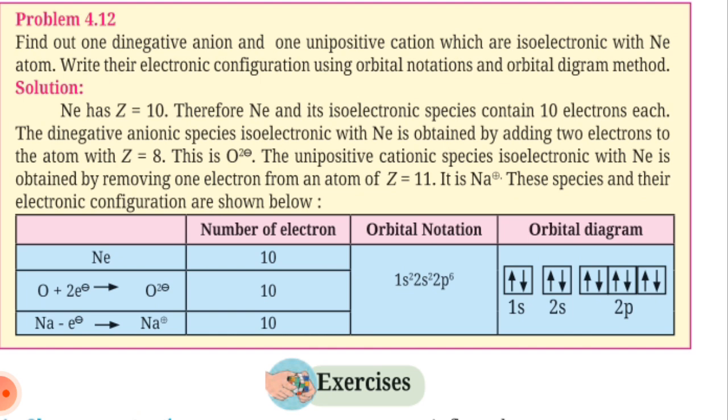Neon, number of electrons 10. Orbital notation 1s2 2s2 2p6. Oxygen gains 2 electrons to form O2-. Number of electrons 10. Orbital notation 1s2 2s2 2p6. Sodium loses 1 electron and forms Na+, 10 electrons. So 1s2 2s2 2p6.